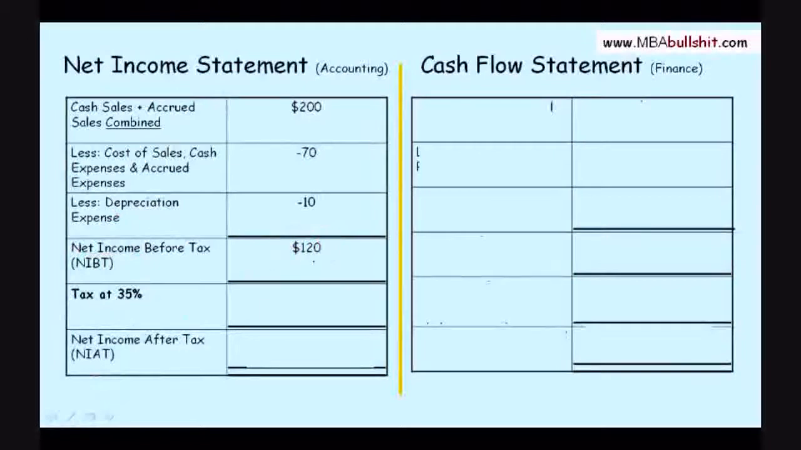Now, using your net income before tax, you have to compute your tax. If we pretend, as an example, the tax is 35%, remember it might be a different percentage in your exam, it depends on your professor. But if tax is at 35%, how much is 35% of 120? It is $42. We subtract $42 from 120, and now we have our net income after tax, which is $78.